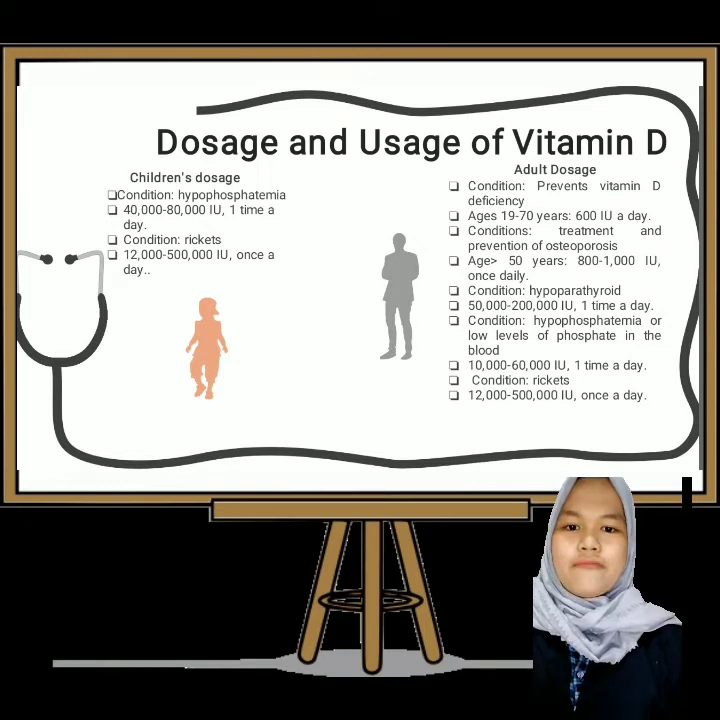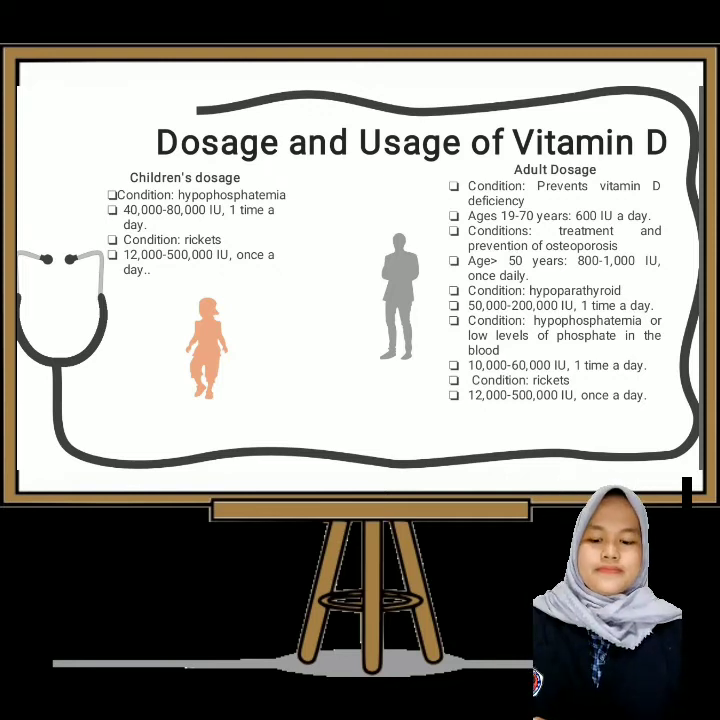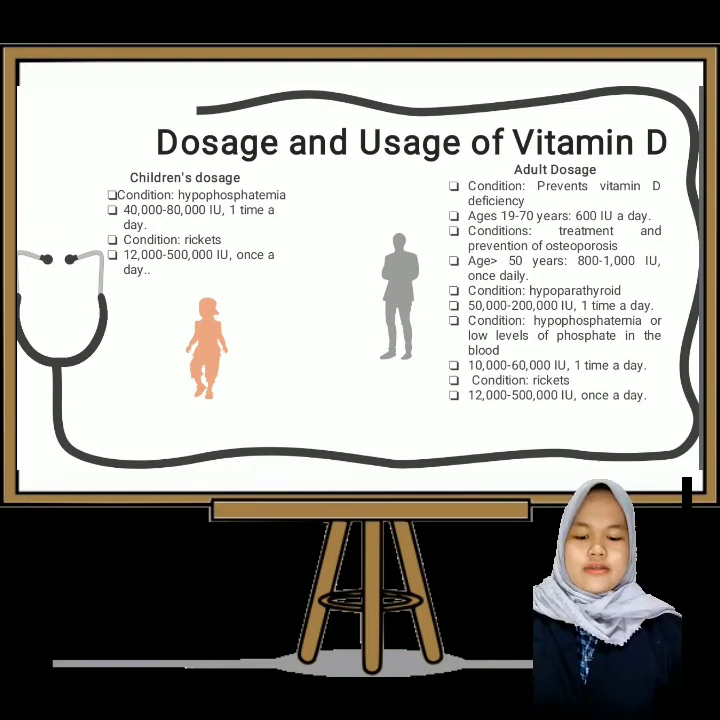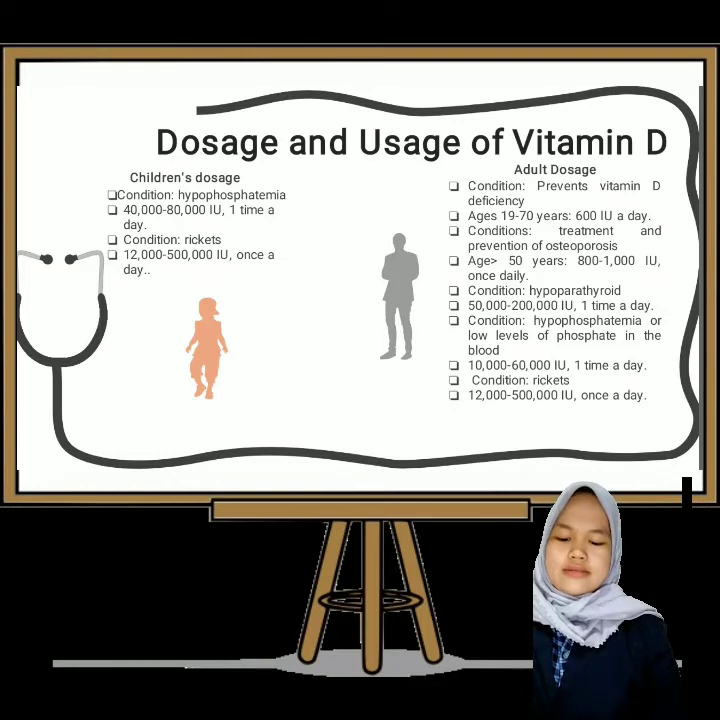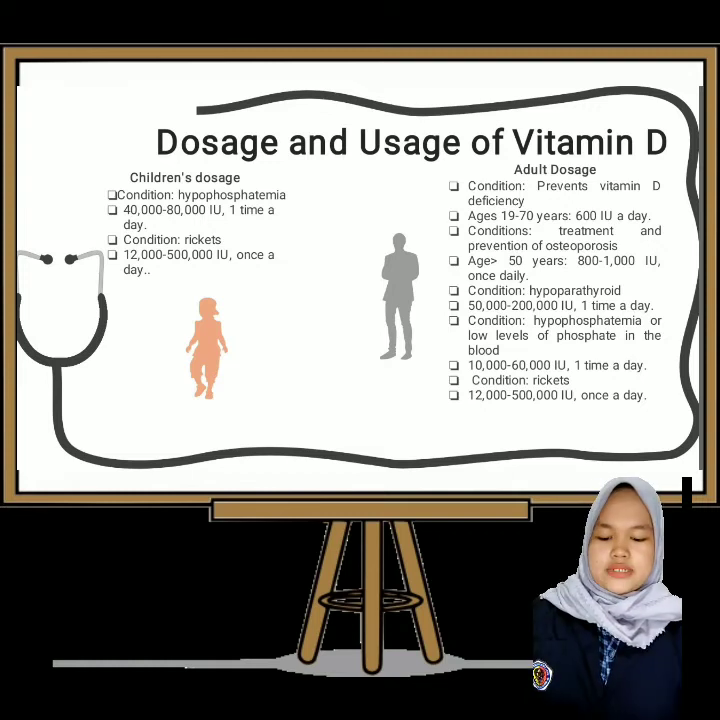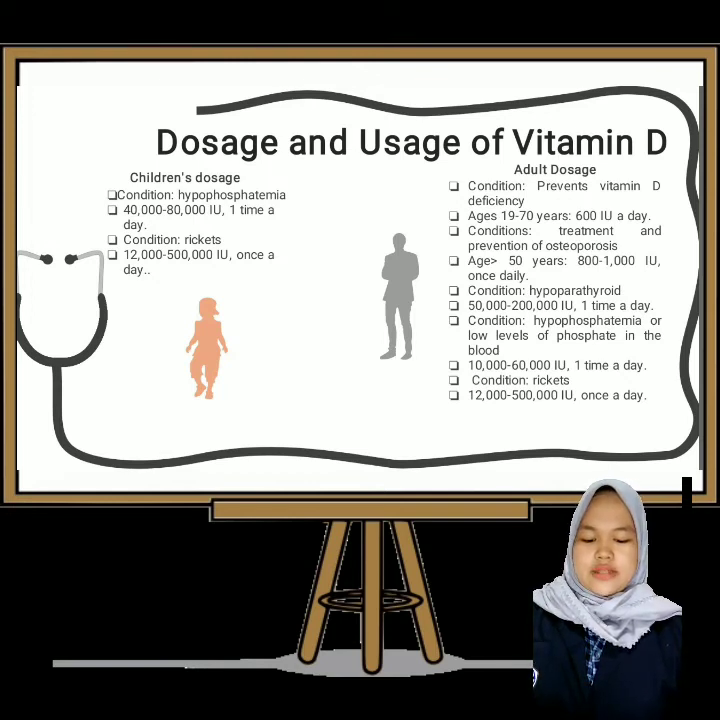Here are the doses of vitamin D for a number of conditions. Condition: prevention of vitamin D deficiency, 19 to 70 years, 600 IU a day. Condition: treatment and prevention of osteoporosis, at 50 years, 800 to 1000 IU, once daily.